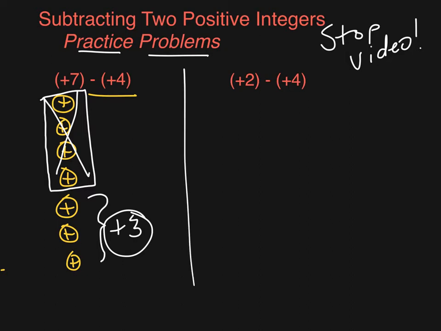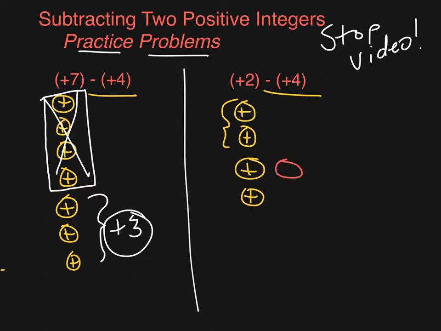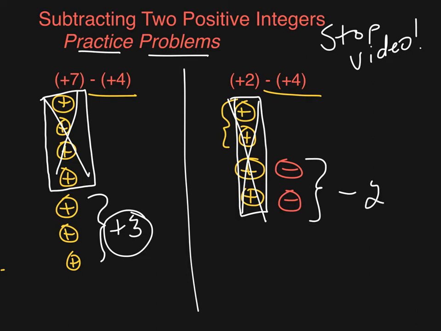Okay, the next one. Here we are. We've got 2 positive chips that we start with. And this tells us that we have to take away 4 positive chips. We don't have 4 positive chips. We only have 2. So that means if you're going to take away 4 of them, we need to add on 2 more. I can't just add on positive chips. I can only add on 0 pairs. So for each positive chip I added on, I'm also going to add on a negative chip. And here I am. I'm now able to take away 4 positive chips. And then here's my answer, negative 2.